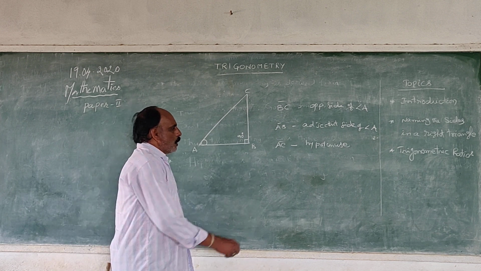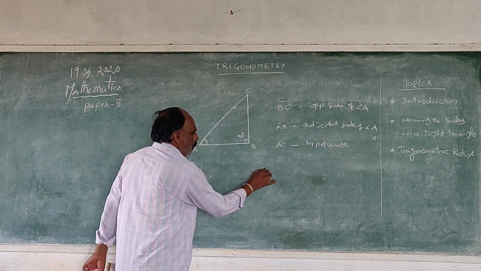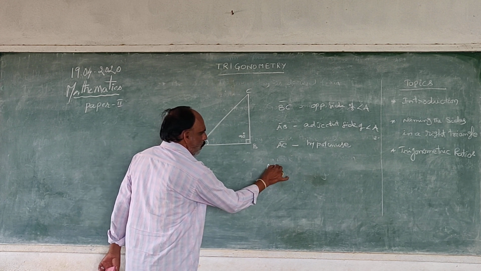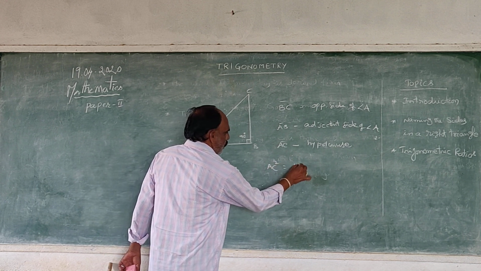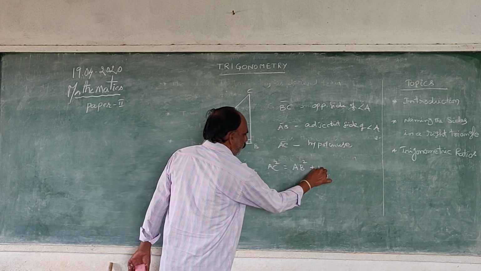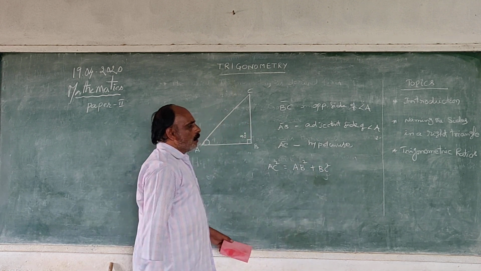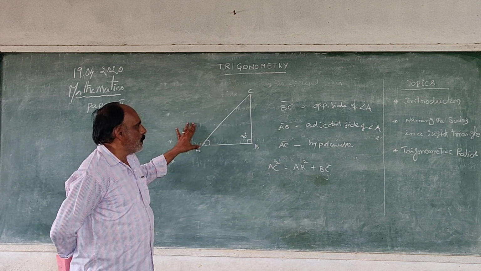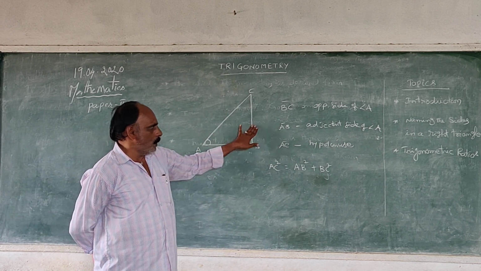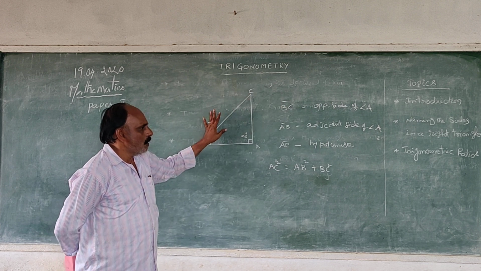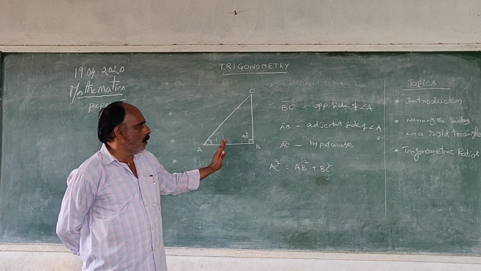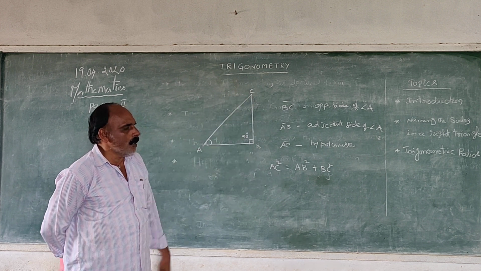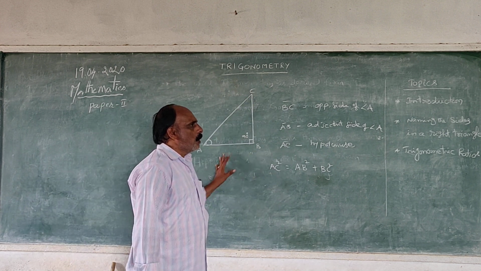So, in right angle triangle ABC, this is proved by Pythagoras. Hypotenuse square is equal to side square plus side square. In a right triangle, the square of the hypotenuse is equal to the sum of the squares of the two other sides. This is called the Pythagoras theorem.